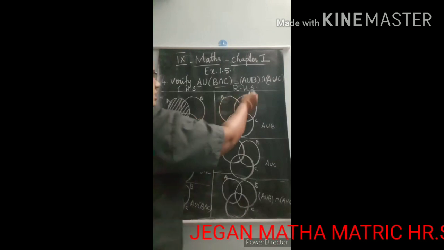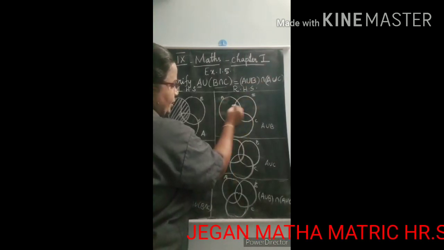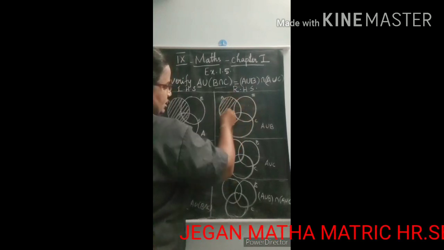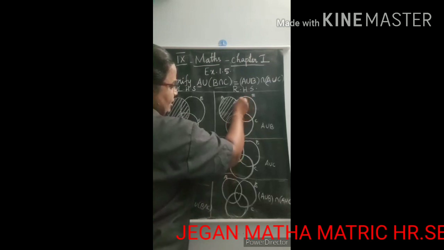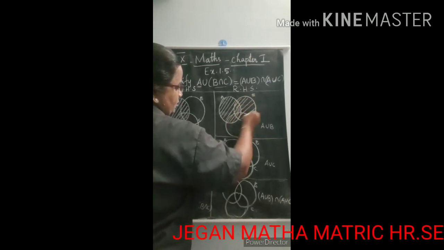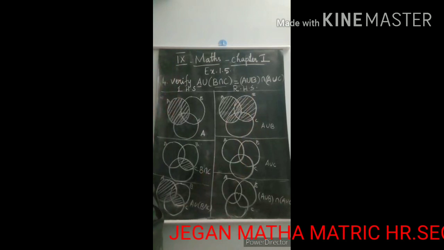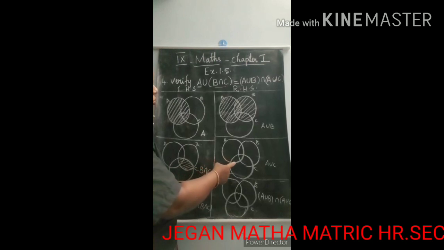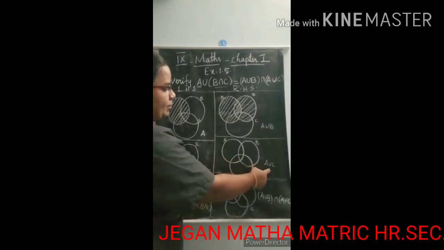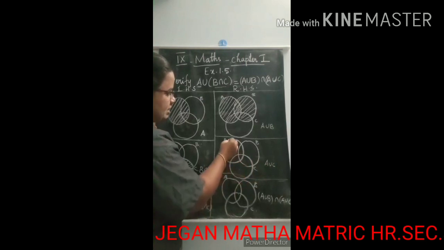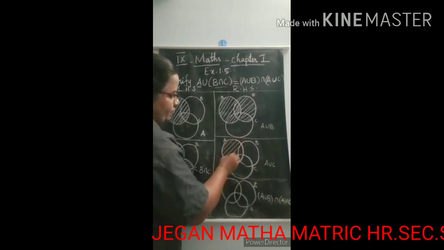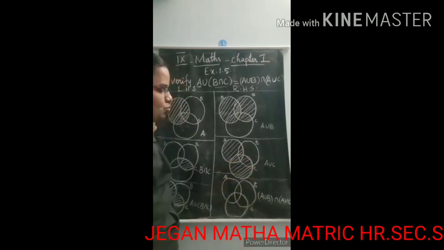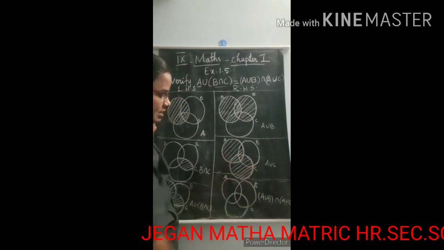So what is RHS? A union B. You have to combine A union B, this part and this part. This is A and this is B. So you have to shade this A union B. And then next you have to find, using the Venn diagram, A union C. So this A and this C. This is A and this is C. You have to combine these two. That is A union C.